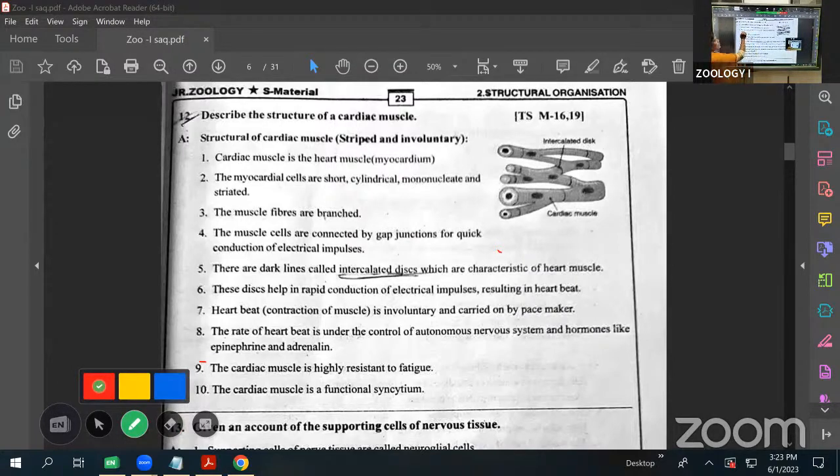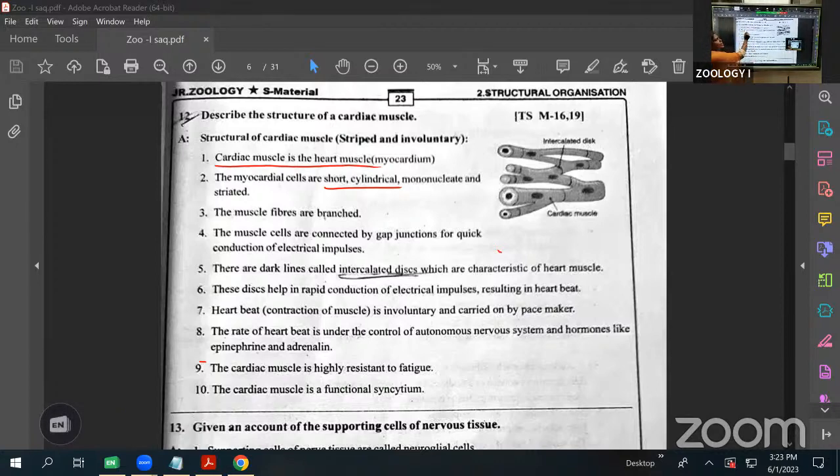The cardiac muscle is called the heart muscle, present inside the heart. That's why we call it cardiac muscle. It is also called the myocardium. Here, the myocardial cells are short and cylindrical. Before that, the skeletal muscles are long, cylindrical, and unbranched. But here, the myocardial cells are short, cylindrical, mononucleated, and striated.